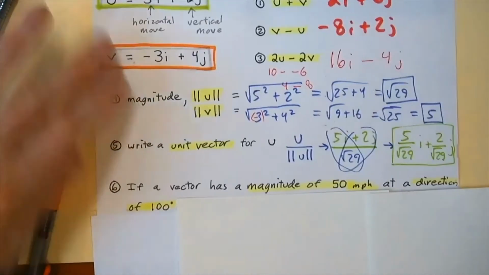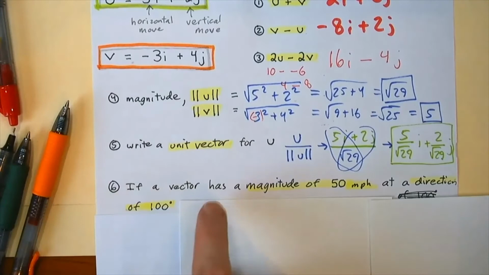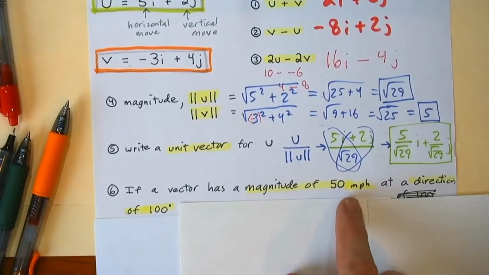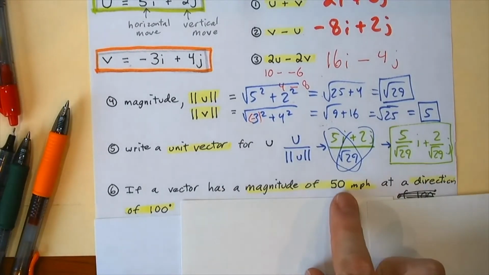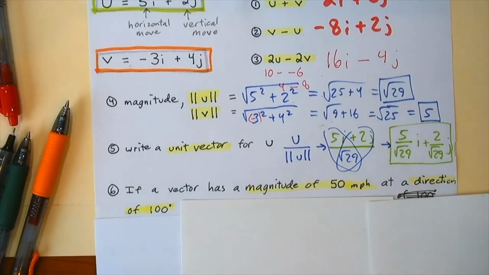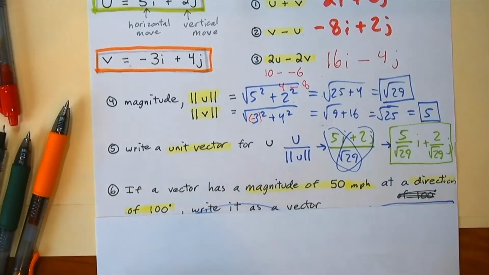All right, we're nearing the end here. Going quick. What if I said a vector had a magnitude of 50 miles per hour at a direction of 100 degrees? How do you write that vector? Maybe I travel 50 miles per hour in this direction. How much did I go over? How much did I go up? Can I draw this vector? And you say, write it as a vector.